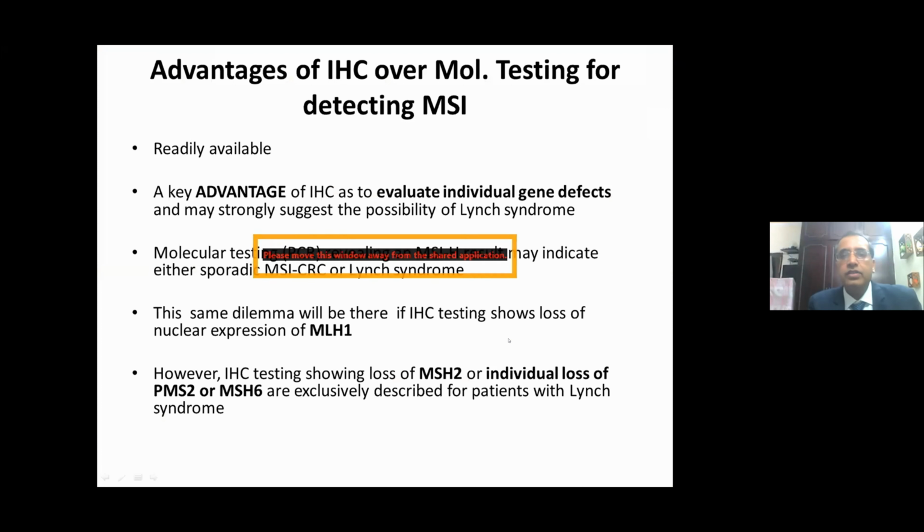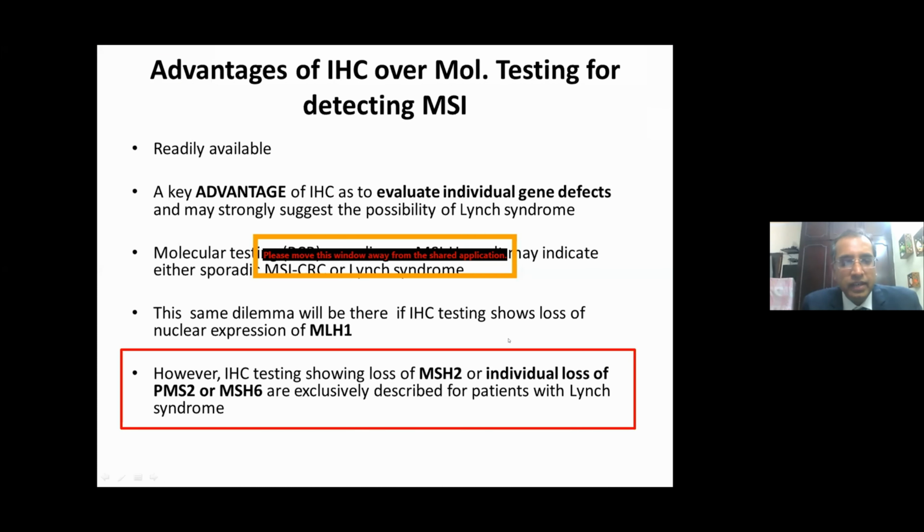So what are the advantages of IHC testing for detecting MSI? It is readily available. The key advantage of immunohistochemistry is that it evaluates individual gene defects and may strongly suggest the possibility of Lynch syndrome. The molecular testing by PCR reveals an MSI result that may indicate either a sporadic MSI colorectal carcinoma or Lynch syndrome. Now, this dilemma will be there if IHC testing shows loss of nuclear expression of the antibody MLH1. But the great strength of immunohistochemistry is that if the IHC testing is showing the loss of MSH2 or individual loss of PMS2 or MSH6, they are exclusively described for patients with Lynch syndrome. So with this result, you can stamp the Lynch syndrome and go for the family screening.